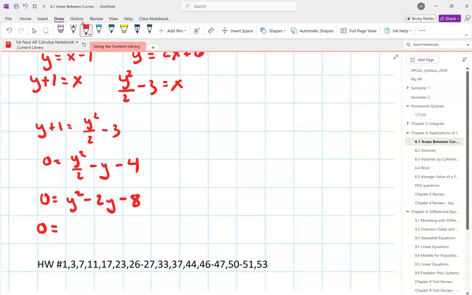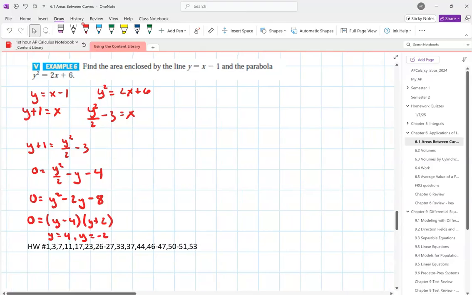Does this factor? Yeah, just y minus 4 and y plus 2. If you missed that factoring and just went straight to the quadratic formula, that's no problem. But do you have to have that memorized? The AP expects you do, the quadratic formula. So far, so good? So I know I'm going to be doing the integral from -2 to 4, but which one is on the right and which one is on the left?